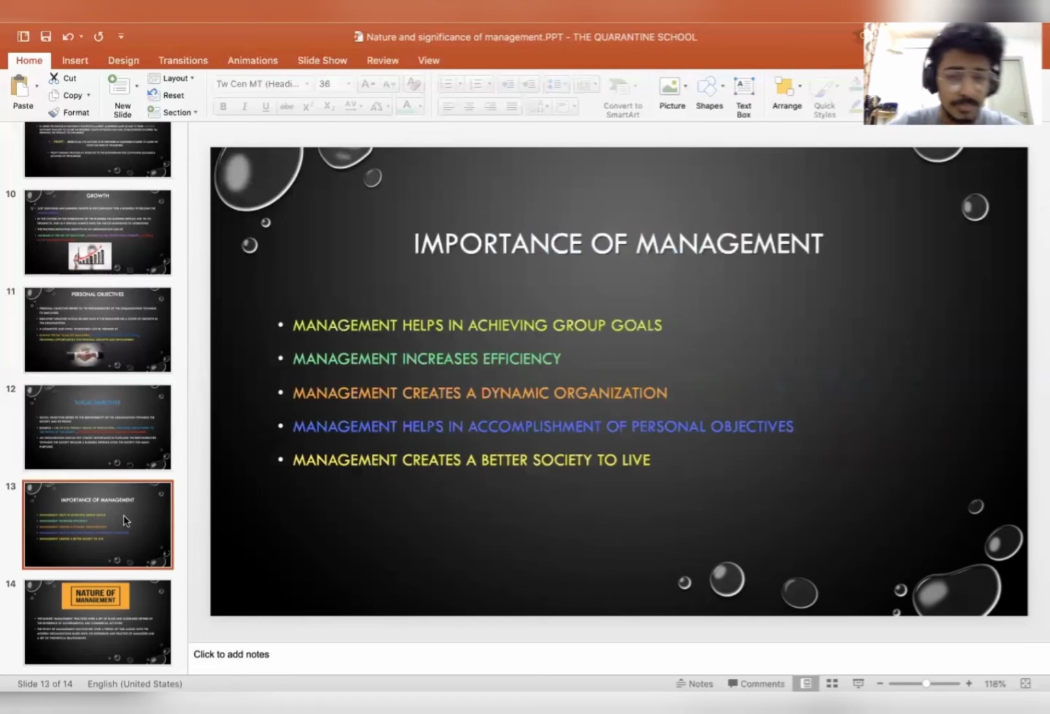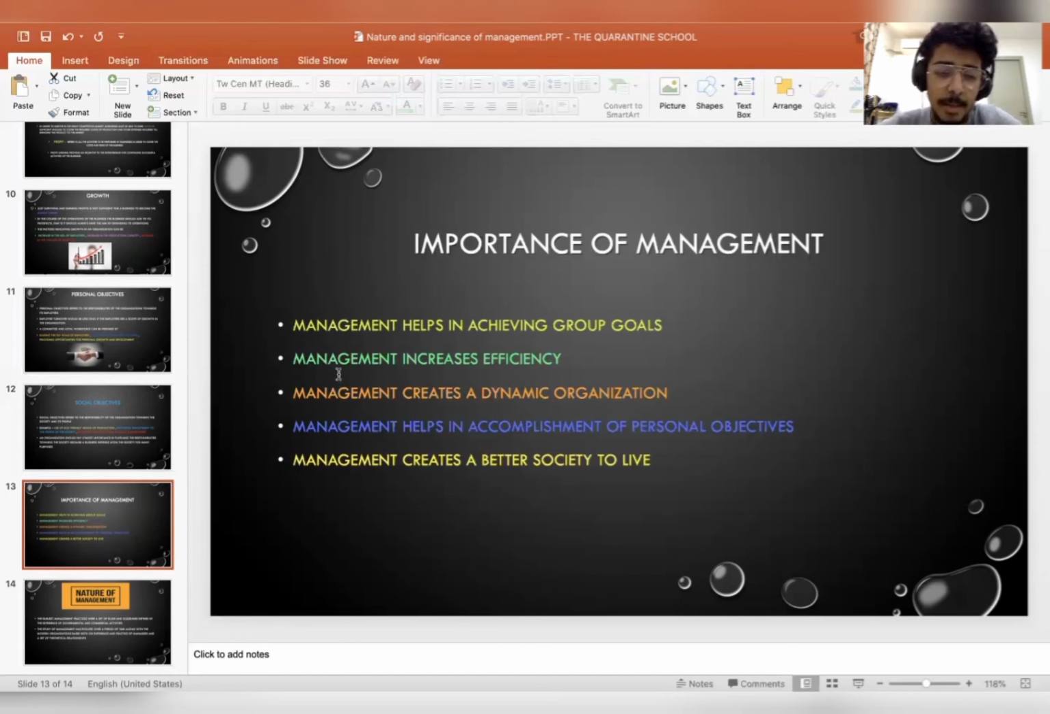Now, let me tell you the importance of management. Till now, we have discussed what management is, what the characteristics of management are, and the objectives or responsibilities of the organization towards different segments of the society, towards different stakeholders. Now we would be discussing the importance of management. Here I have classified it in my presentation into 5 points. I would discuss these 5 points in detail with you right now.